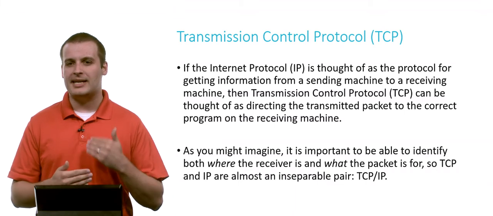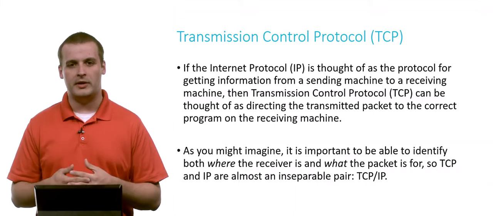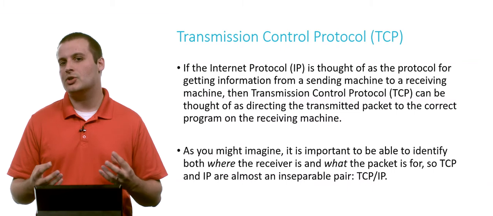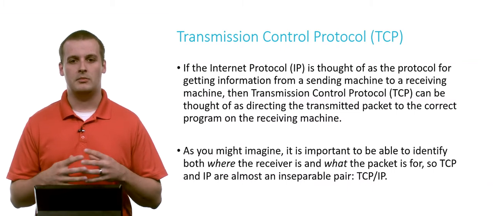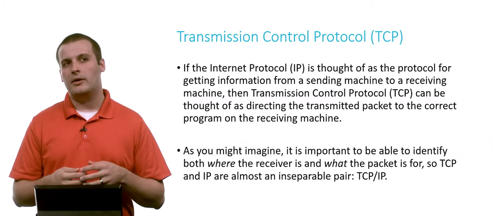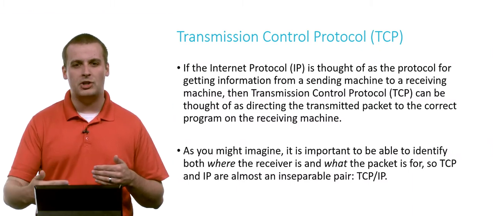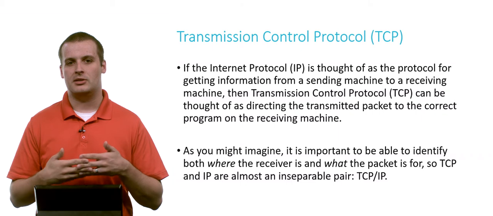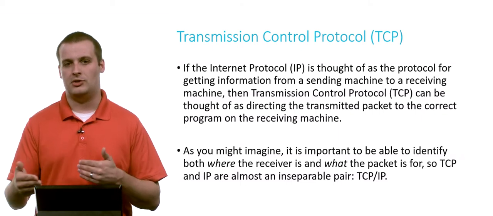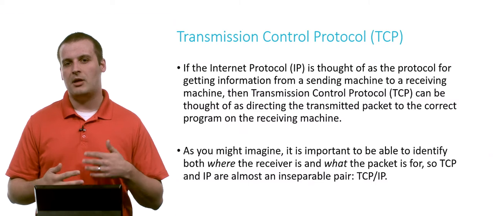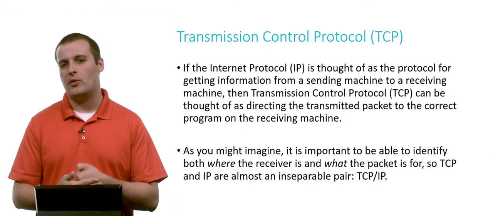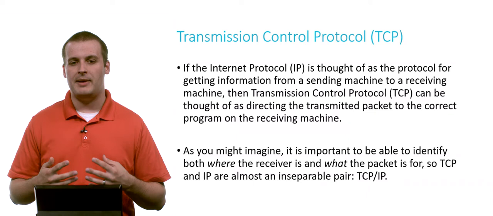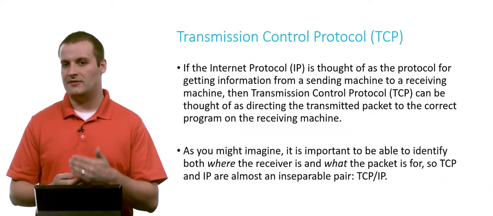Well, just moving from a sending machine to a receiving machine isn't the full story. We also know that our computers, for example, are running multiple programs and have multiple services running on those machines. And so if we want to get a packet or information to a specific program on a specific machine, we need more information than what IP allows us to get from point A to point B. So TCP can be thought of as directing the packet to the correct program or the correct service on the receiving machine. And so it's important to, as you might expect, know where it's supposed to go and what the packet is for at the same time.